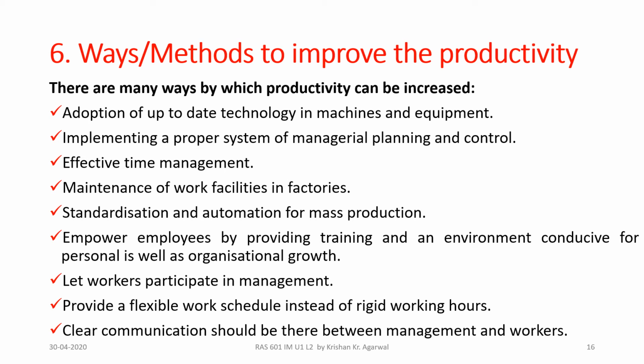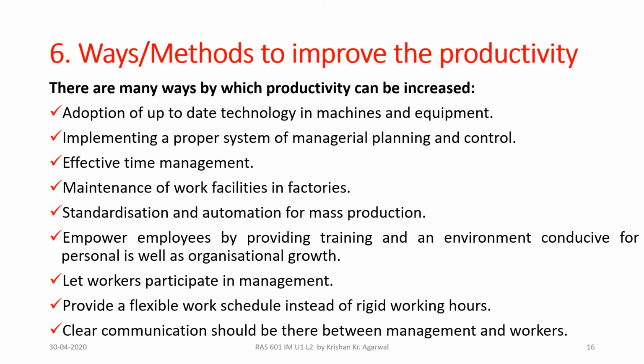They should standardize their process, their automation, and if there is a possibility to automate the plant, then they should do so that they can reduce the defects, they can increase the accuracy as well as precision in the goods produced. They should empower the employees by providing proper training and environment, in which the worker should be motivated to work, and the worker should be participative. Workers should work in a participative environment, then only they will be motivated enough.